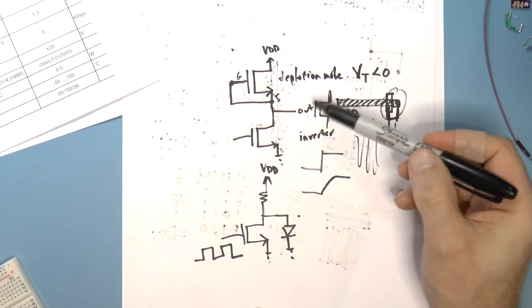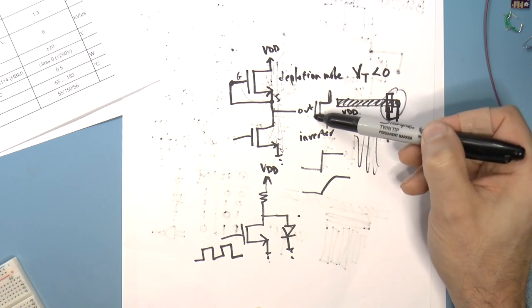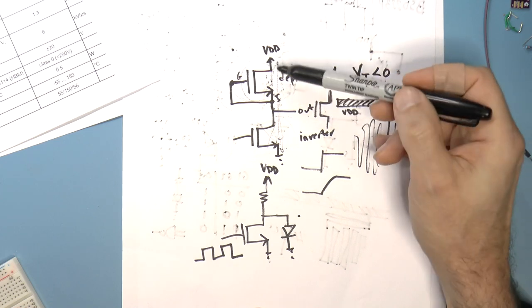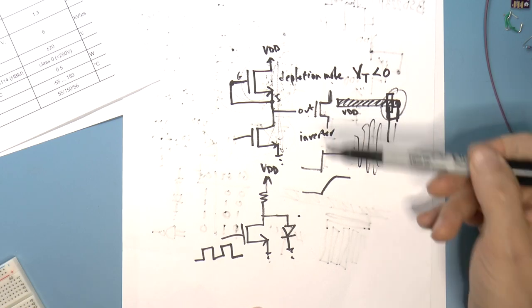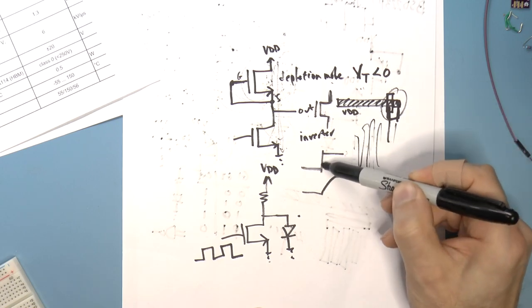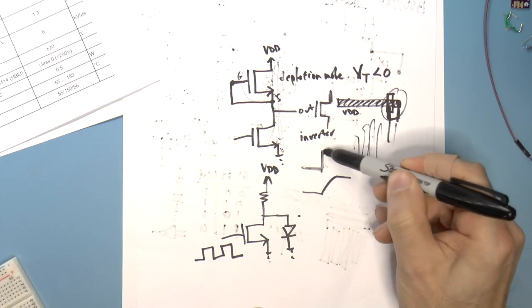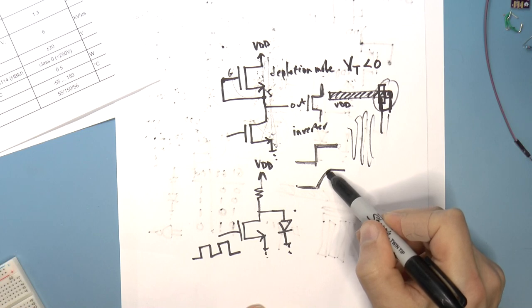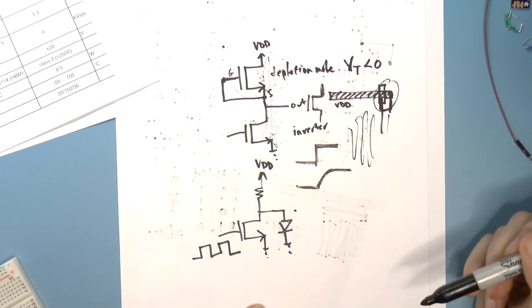So when you want to connect this gate to VDD, it's going to have to do so through a resistor and a capacitor, which means that you have a time constant, so that instead of a nice, relatively sharp waveform like that, the waveform is going to take a little while to go up to VDD.